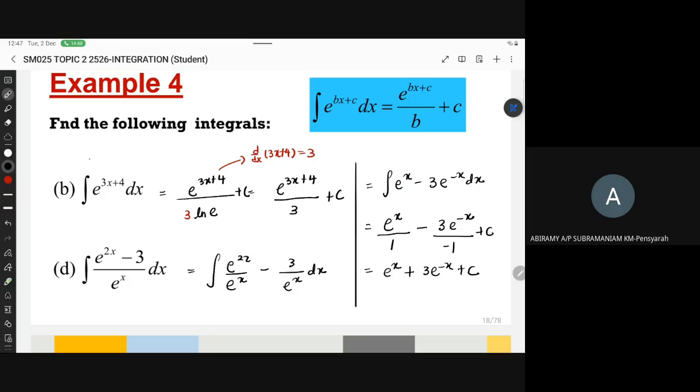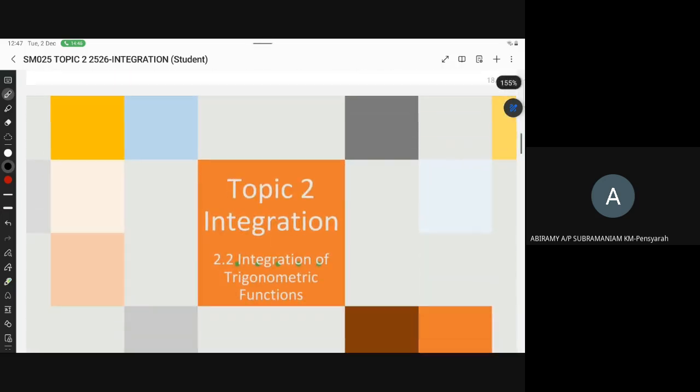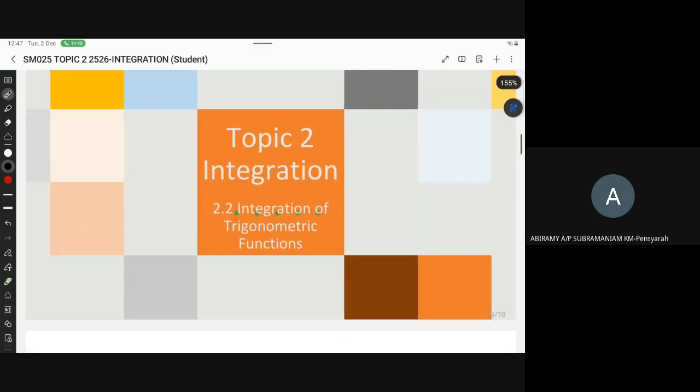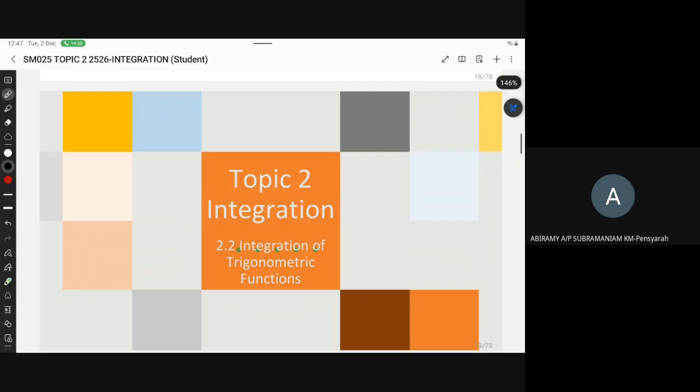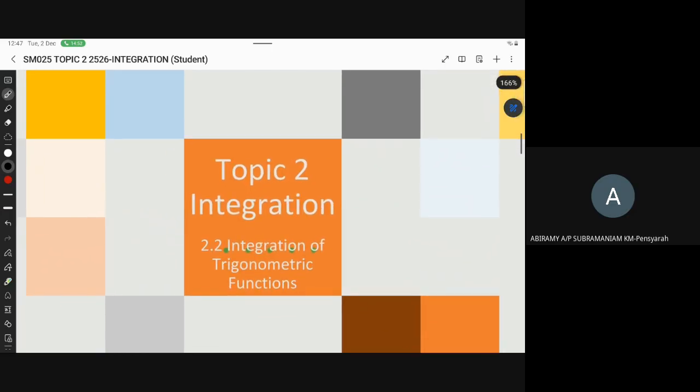Now we are going to enter the second subtopic, which is 2.2, integration of trigonometric functions. I will be covering this in our next video. Thank you.